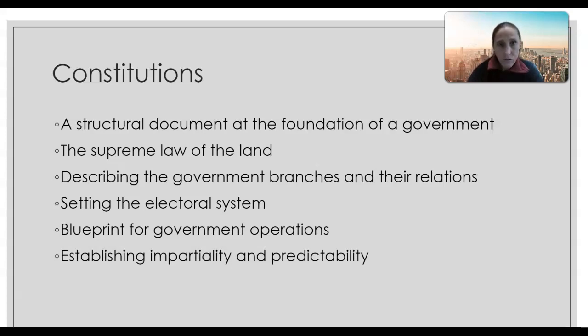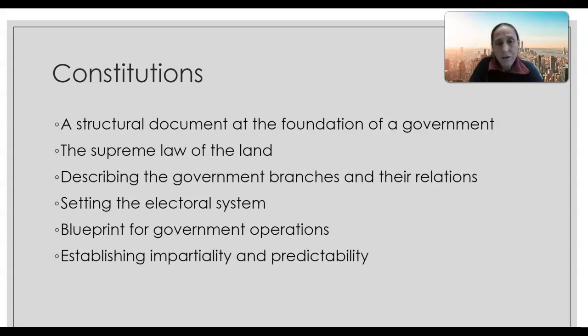Something else that the Constitution brings to the table is impartiality and predictability. The predictability part means that, looking into the future, if you leave Earth and come back in 50 or 100 or 200 years, barring any major changes, some things in a country like the United States will be the same. Some things like how many branches of government do we have? What are the relationships between them? And what does our electoral system look like and how does it operate?